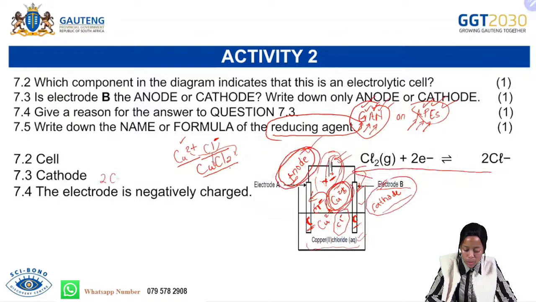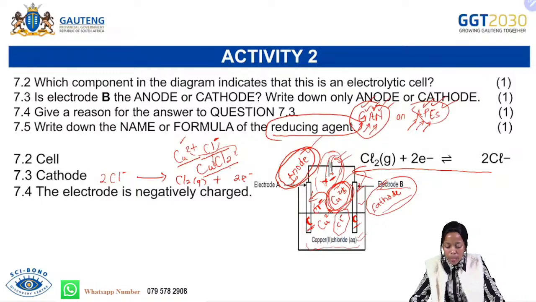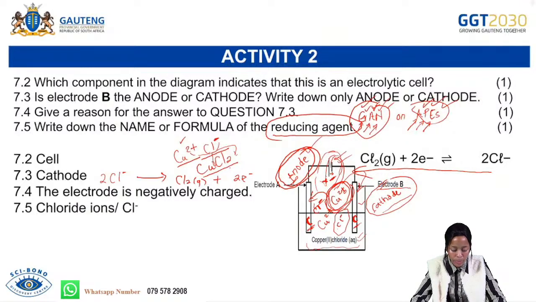We are going to have 2Cl minus. Why? Because we write it from the right to the left. 2Cl minus to give us what? To give us Cl2 gas. So we are just rewriting whatever that we have there. Plus the 2 electrons there.